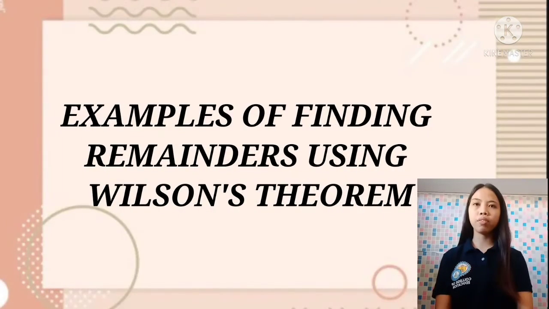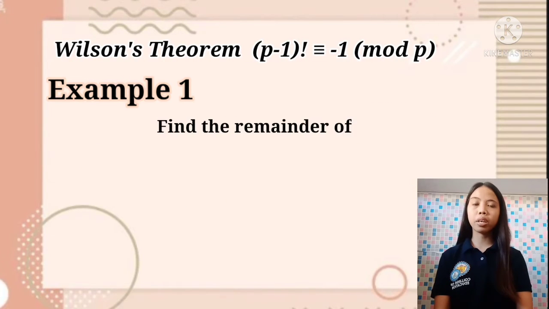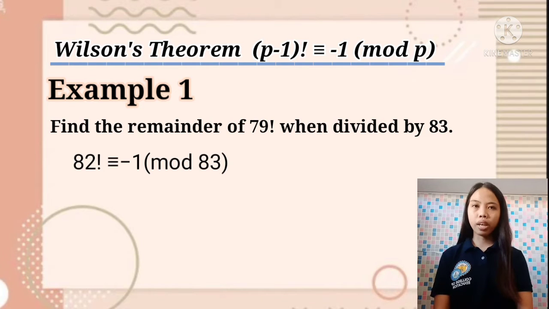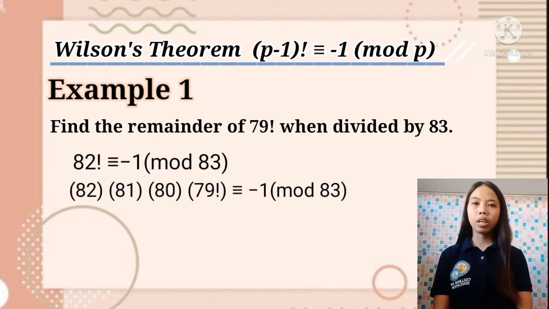And now, I'm going to give an example of finding remainders using Wilson's Theorem. Example number 1: find the remainder of 79 factorial when divided by 83. By using the Wilson's Theorem formula, (p minus 1) factorial is congruent to negative 1 modulo p. First, we apply Wilson's Theorem to note that 82 factorial is congruent to negative 1 modulo 83. When we decompose the factorial, we get that 82 times 81 times 80 times 79 factorial is congruent to negative 1 modulo 83.